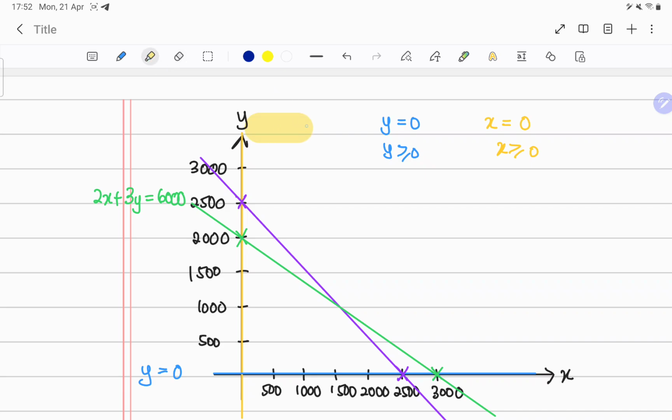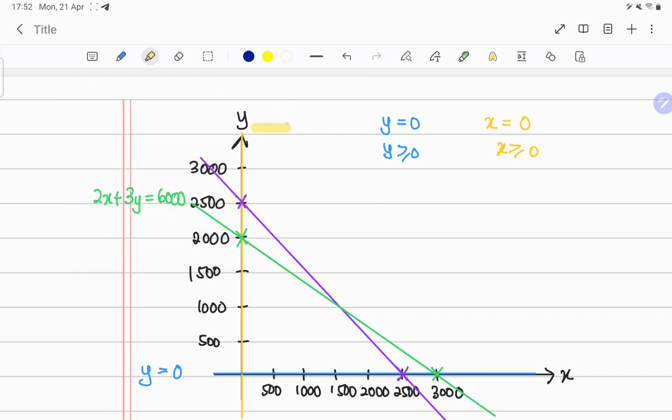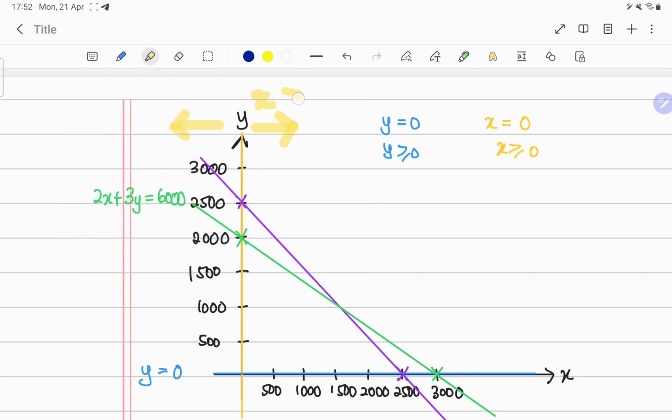So it's either the right side or the left side. How do we know left side or right side? If x is greater than or equal to 0, we shade the right side. If x is less than 0, we shade the left side.